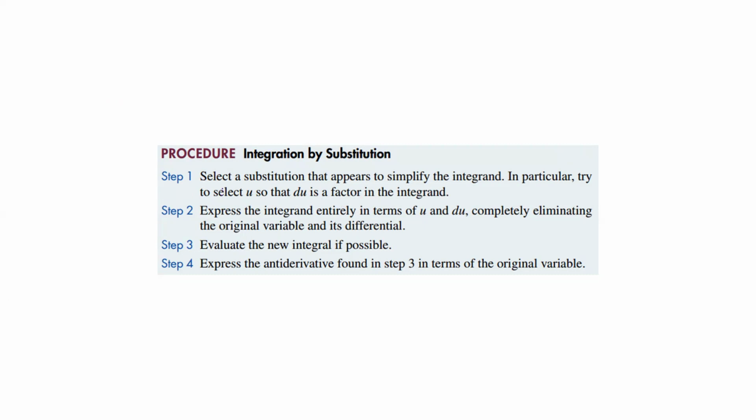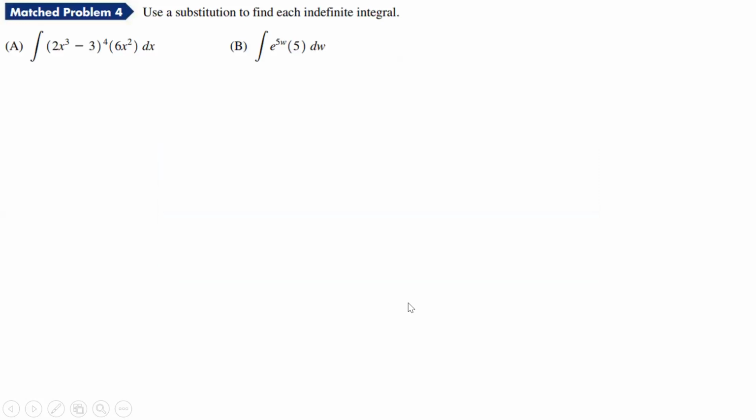Then we're going to evaluate the new integral, if possible, and then we're going to express the antiderivative found in step 3 in terms of the original variable. So once we get it done here, we back substitute whatever the u was and put all the x's back in, or the y's, or whatever it is, and we get to our final value that way.